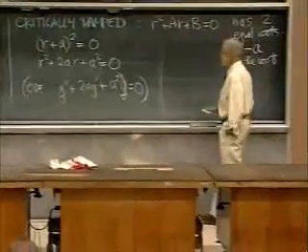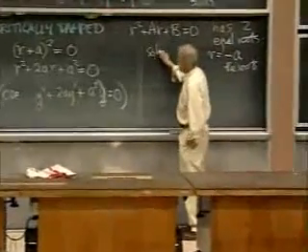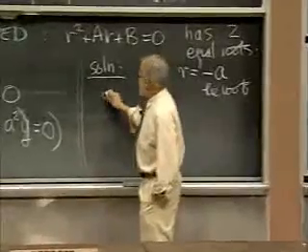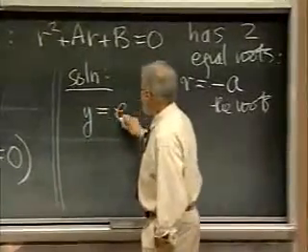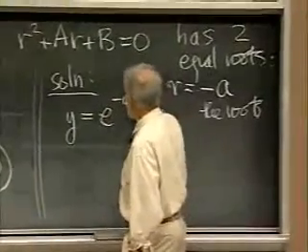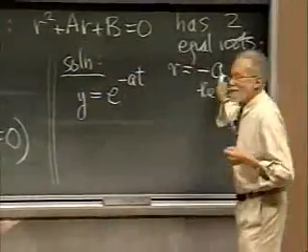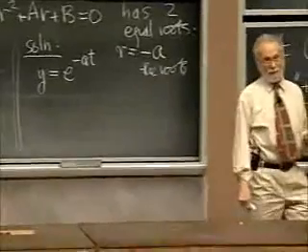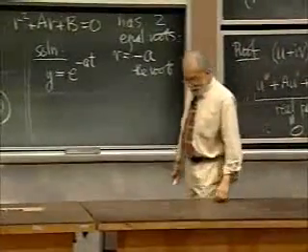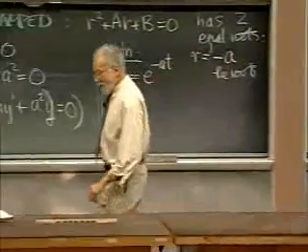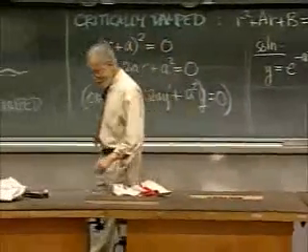The problem is that we have a solution, but it is y equals e to the minus at. I don't have another root to get another solution with. And the question is, where do I get that other solution from?